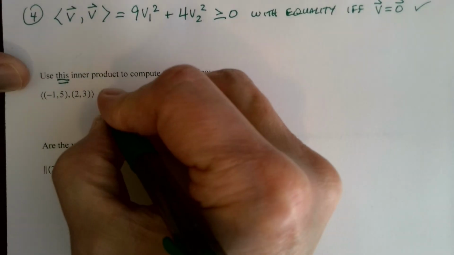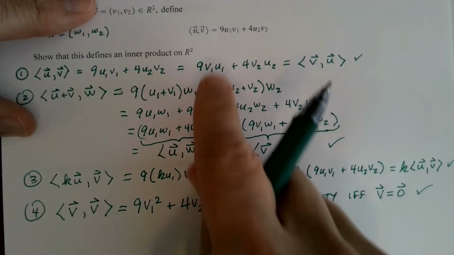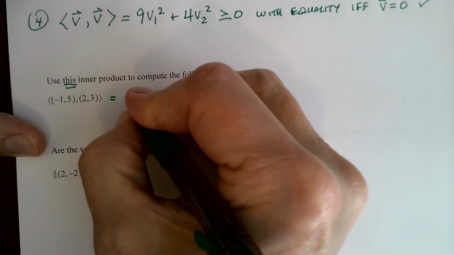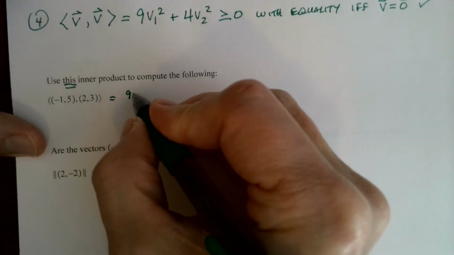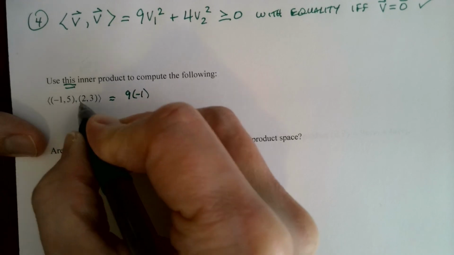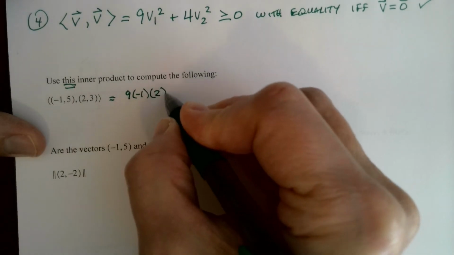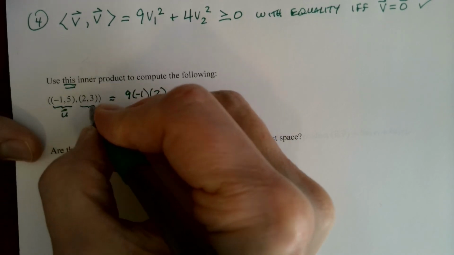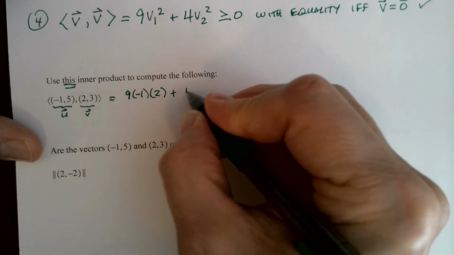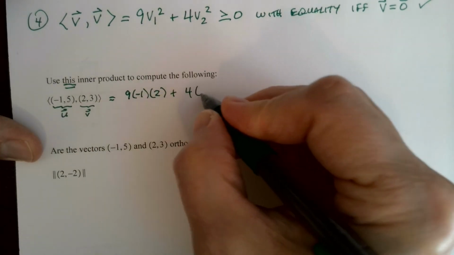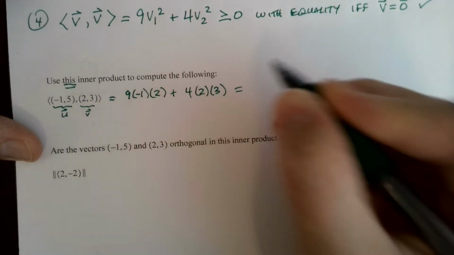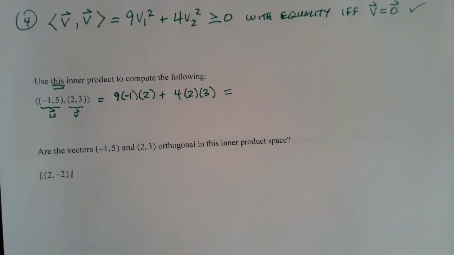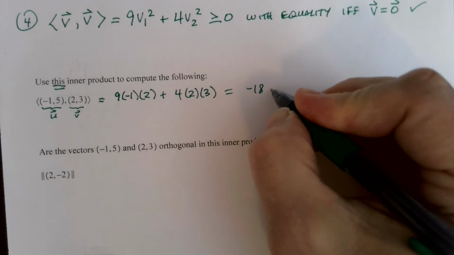So the definition is 9u1v1 plus 4u2v2. So it's going to be 9 times u1, in this case the first component, which is -1 for the first vector, times the first component in the second vector, 2. So there's u1 v1. So this is like the u and this is like the v. Plus 4 times u2 v2. That's 2 times 3. All right. So I'm embarrassed, this is it. Just compute that number. You get what? -18.